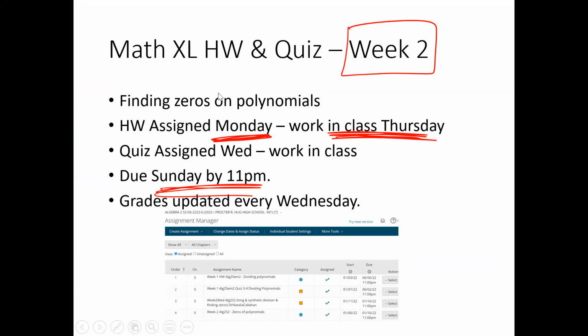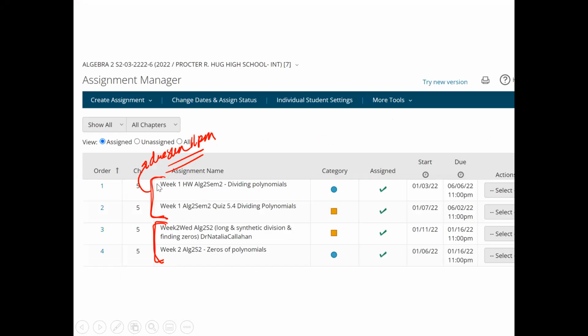Just as a friendly reminder, in your Math Excel, you're assigned 1 homework and 1 quiz every single week. So for week 2, you should have your homework and then also your assessment. And it looks like this. Everything here from week 1 was already due last Sunday, but you can still access it and redo it or turn it in if you would like partial credit. It's a deduction of 10 to 40% depending on when it is turned in.